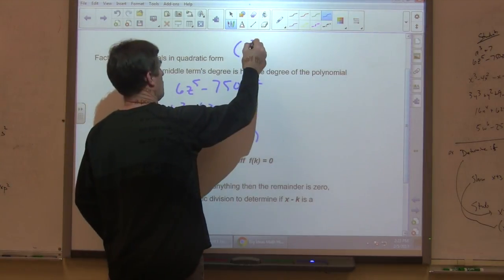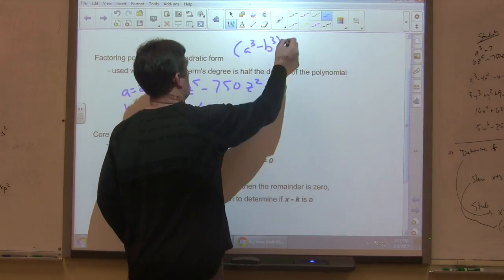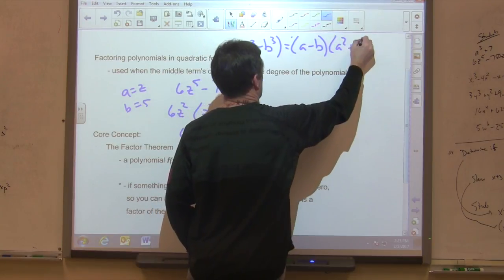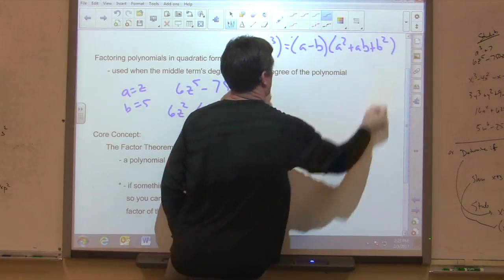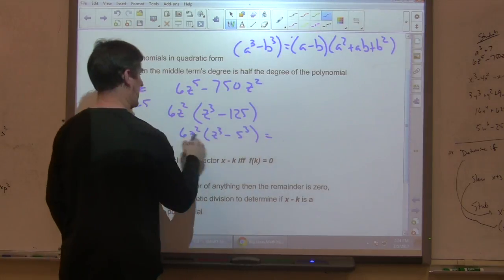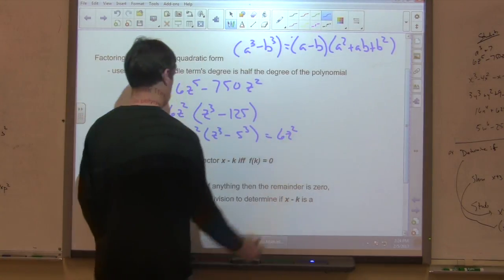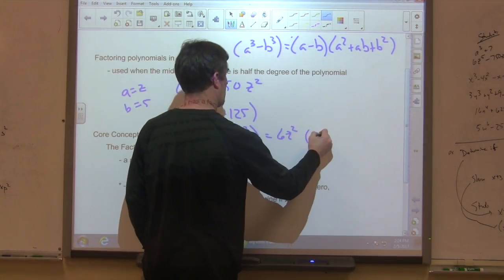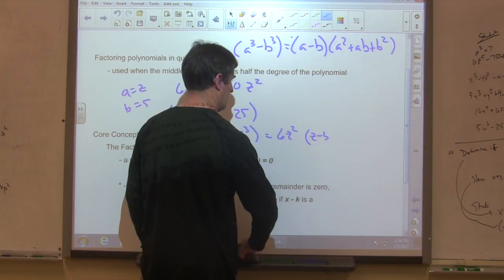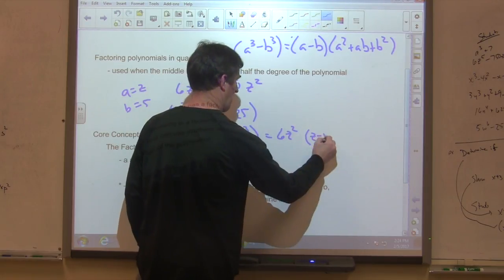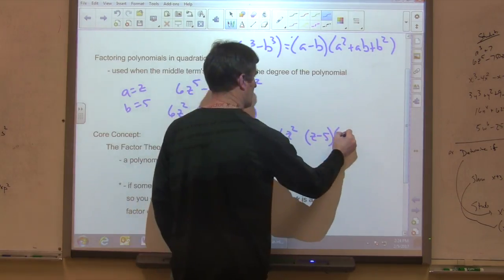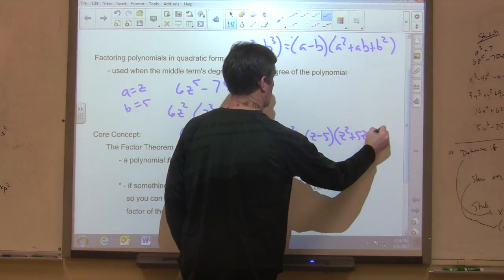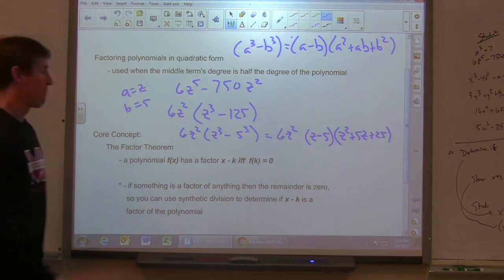So for our general formula, a is z and b is 5. Remember, this is a cubed minus b cubed, which is a minus b times a squared plus ab plus b squared. So this would factor into, again, the 6z squared stays out front. And then we get a minus b, so z minus 5, times a squared, so in this case z squared, plus 5z plus 25. And we're done.